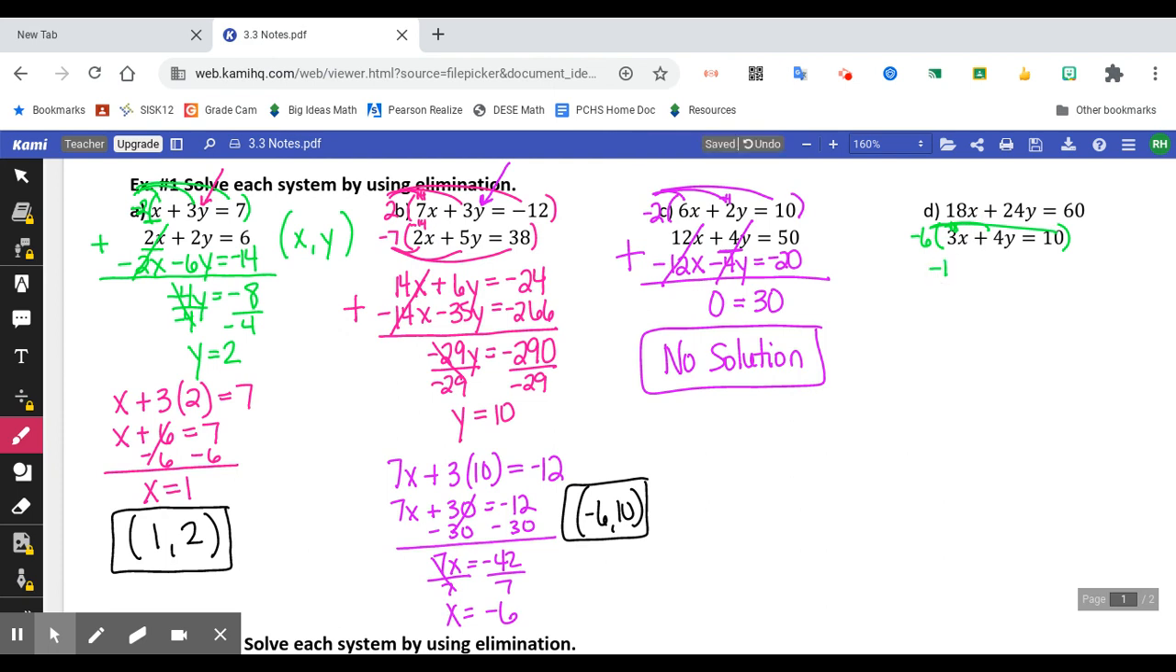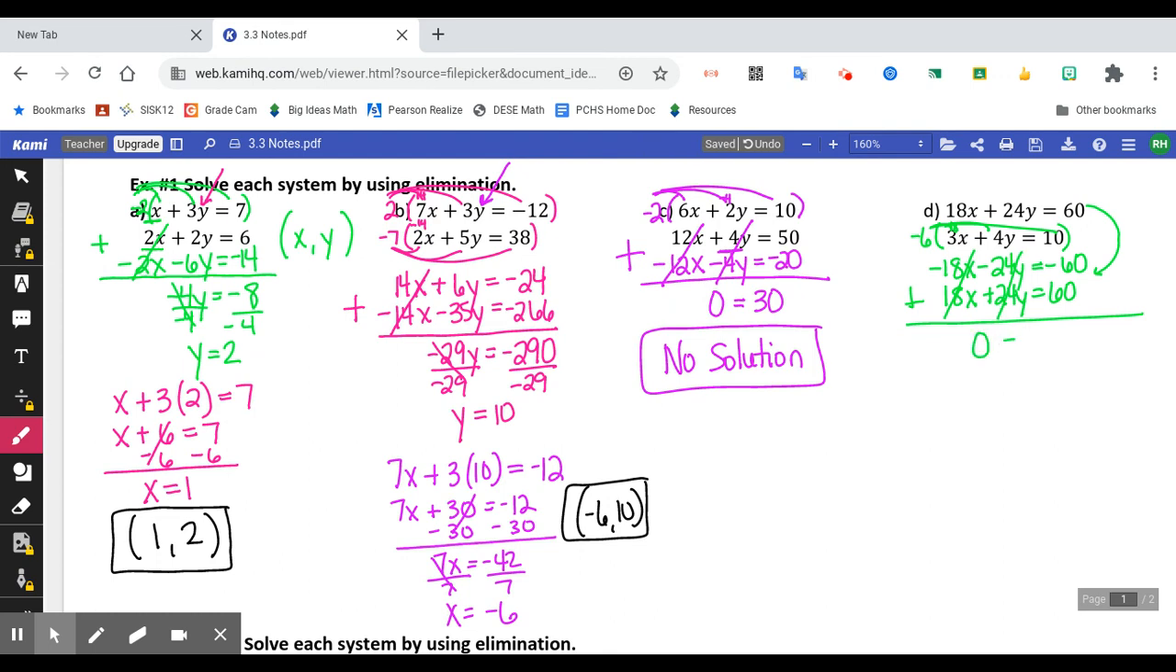So negative 18x minus 24y equals negative 60. I'm going to write my top one right below it so I can compare. 18x plus 24y equals 60. And one big addition problem. Negative 18 plus 18 means those are gone. Negative 24 plus 24 means those are gone.